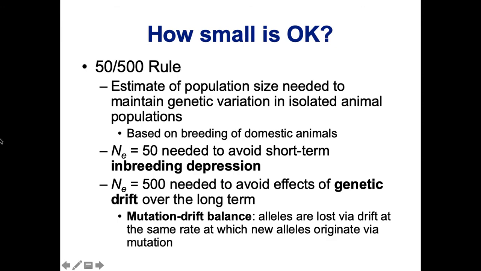And this is based on this mutation-drift balance. So we know that new alleles are created via mutation. We've talked about how a lot of those aren't very good mutations, but if we need more alleles to go into the population, the only way that happens is mutation or individuals moving in from another area. So it's estimated that 500 individuals allows the mutation rate to keep up with the genetic drift rate, which means that we come out not losing any genetic information over time if you have at least 500 individuals breeding in a population.